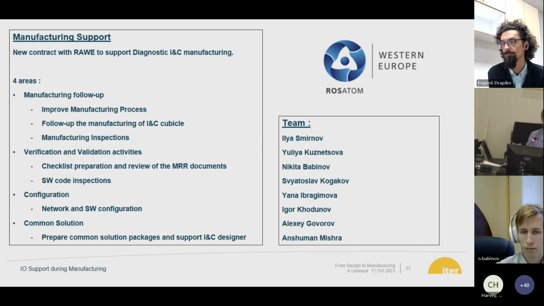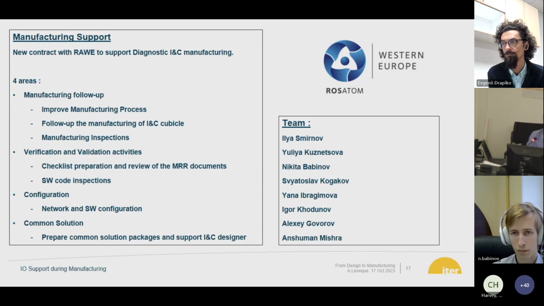The manufacturing follow-up, so they are helping us to improve the manufacturing process, to follow up also what will be the status of the manufacturing of the cubicles, and to perform some manufacturing inspection. And they will do also verification and validation activities, checklists, preparation, and review.